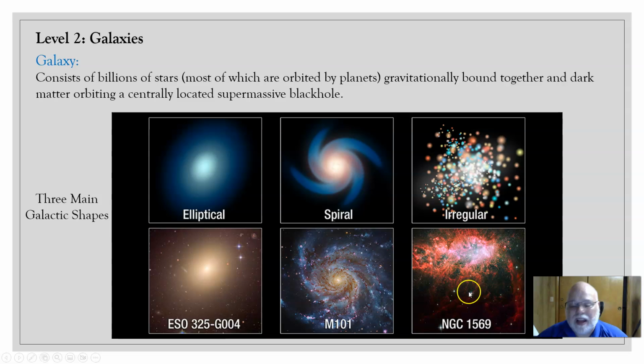NGC 1569 is an irregular galaxy. It doesn't have any nice shape to it. It's just kind of doing its thing. But a lot of times when we see these, they are galaxies that we find much further away from us, and so much further back in time when we look at them. And so that's the second level of structure.